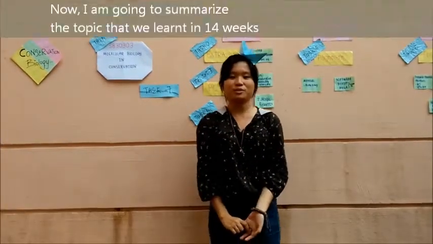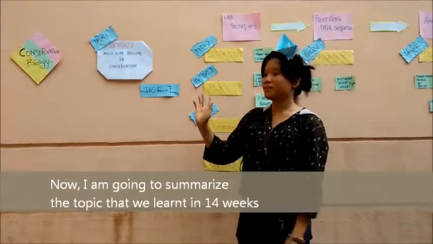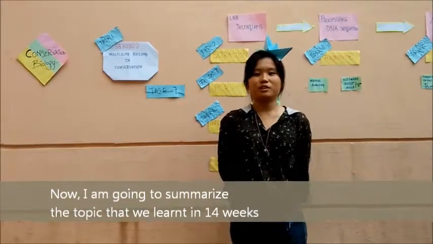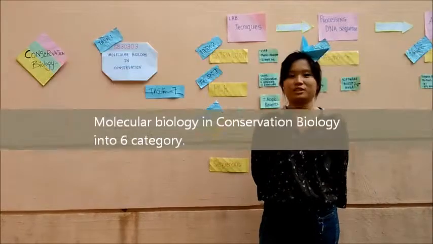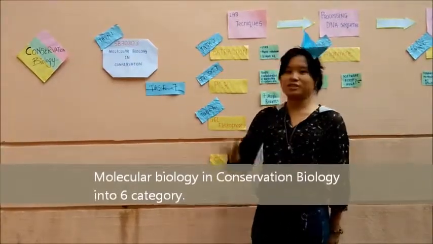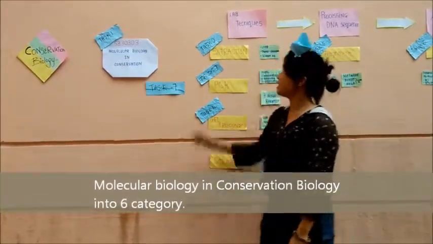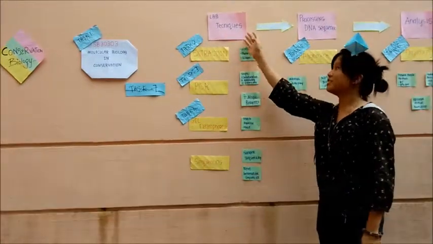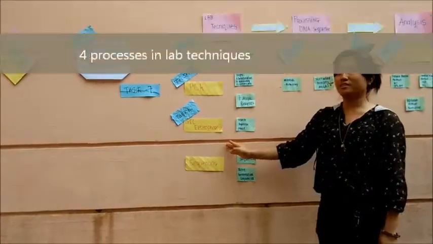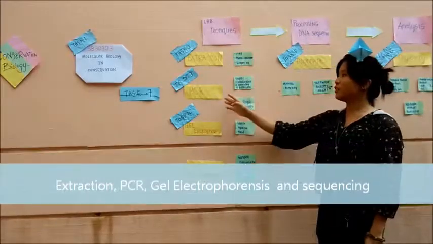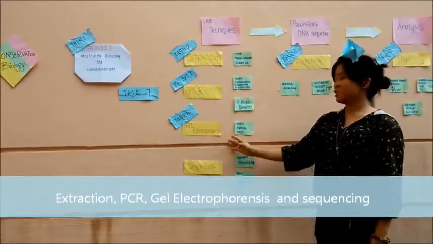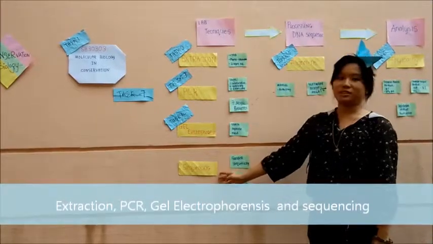Now I'm going to summarize the topics that we have learned in 14 weeks under the course of Molecular Biology and Conservation into 6 categories. The first category is lab technique. There are 4 processes in lab techniques. The first one is extraction, followed by PCR, gel electrophoresis, and sequencing.